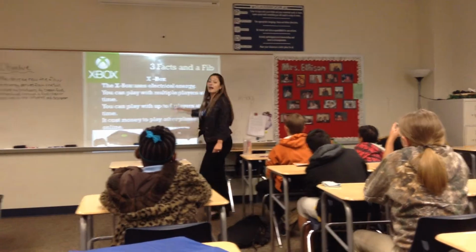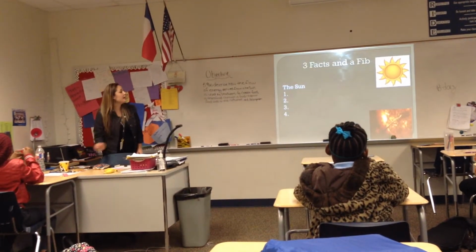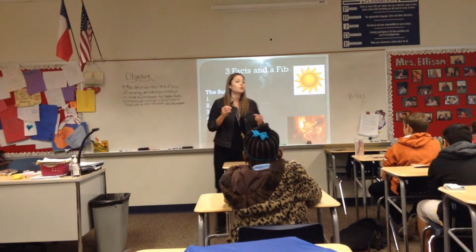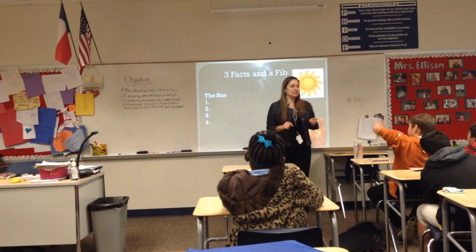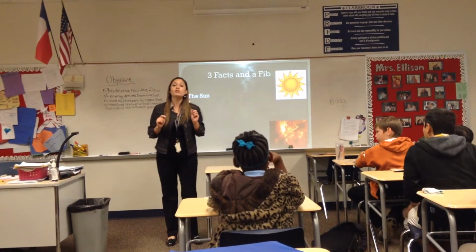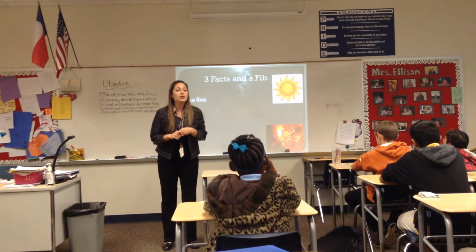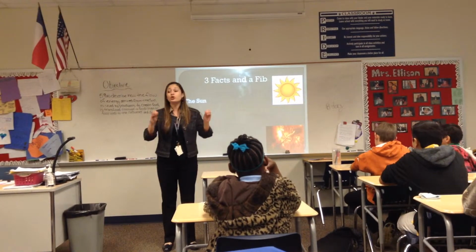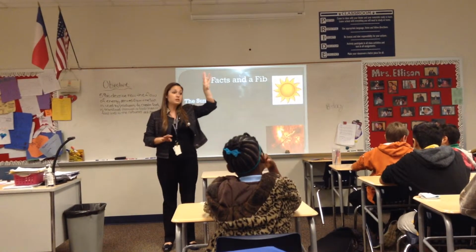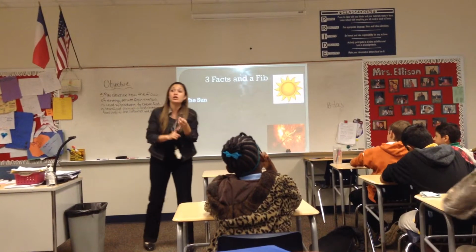So yes, I created this example for you so you have an idea what it looks like. Now, we together are going to create 3 facts and a fib about the sun. So I will give you 30 seconds to think with your partner. Literally really quick. You and your partner need to either come up with a fact or a fib, and I will only take 4 groups comments to create our 3 facts and a fib. 30 seconds, go.